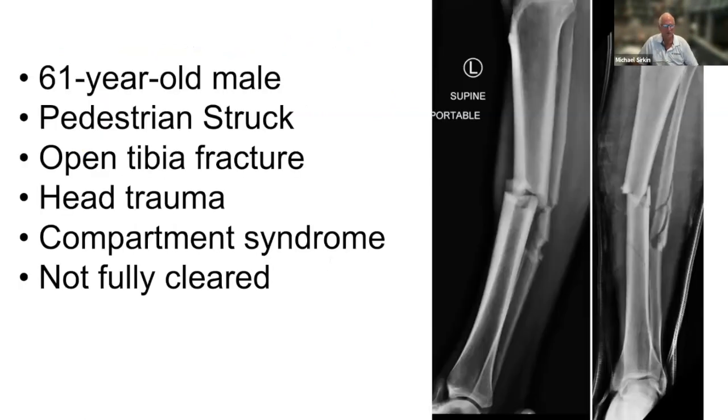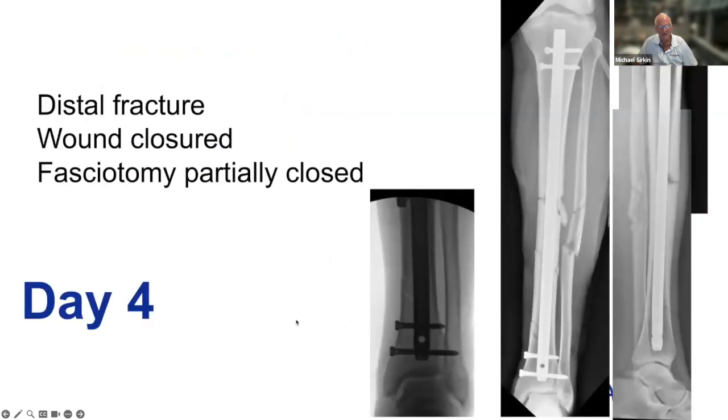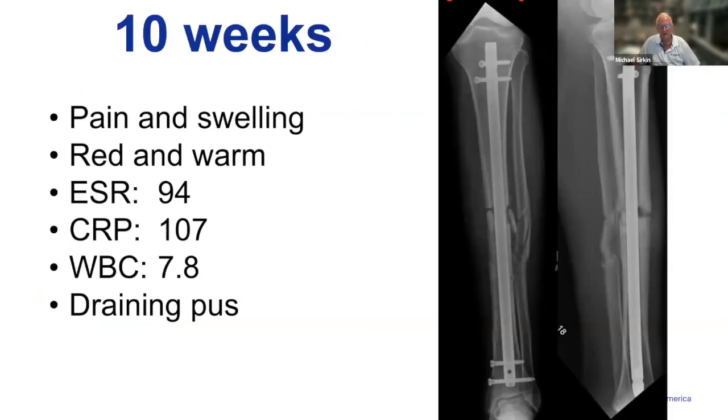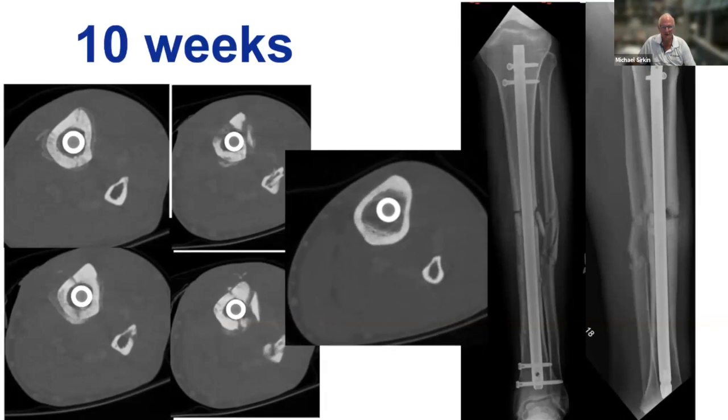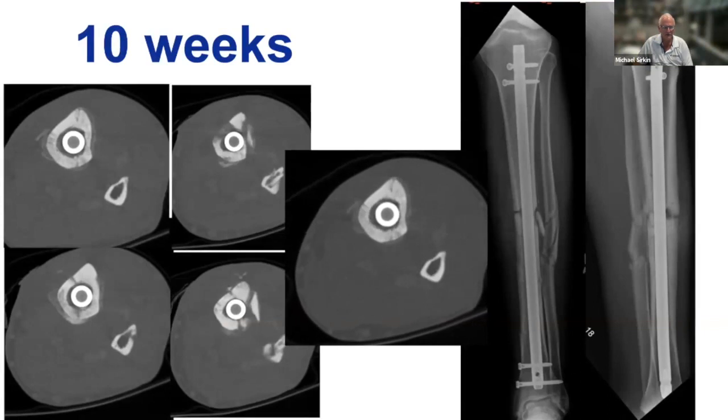So now I want to take you to another case where we have a 61-year-old man who has an open tibia fracture, not fully cleared on night 1, had something done temporizing and a fasciotomy done. Taken to the operating room on day 4, had his intramedullary nail placed. He presents now at 10 weeks, pain, swelling, red and warm, sed rate, CRP, and draining pus from his open wound. Here's a representative CT scan of his leg, and you can see what's going on here.